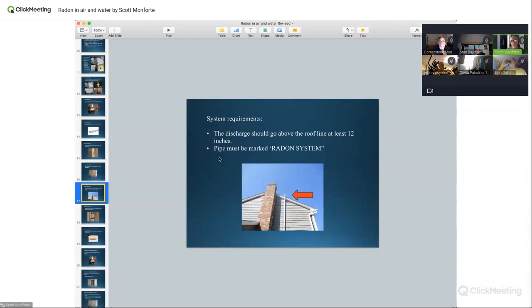Now, it should go at least 12 inches. I always go 12 to 18 inches. Sometimes if I'm being aesthetic and I want it to look good, I'll keep it a little lower. If you're at the mercy of the house, colonial, you've got a lower roof like my house and an upper roof.